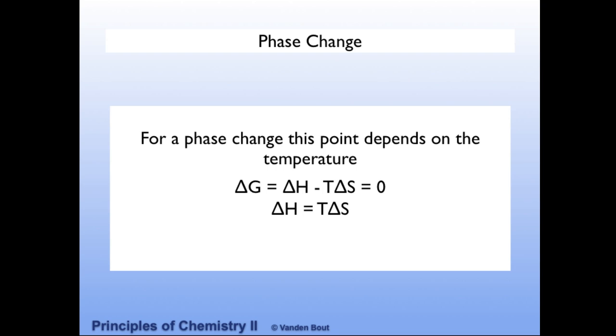We can solve for this temperature by setting delta G equal to 0, and then we know that delta H has to equal T delta S. So if we know the enthalpy of the transition and we know the entropy of the transition, we can determine the temperature at which the transition occurs. That allows us to make lots of comparisons between different liquids, say, for where their boiling temperature is.